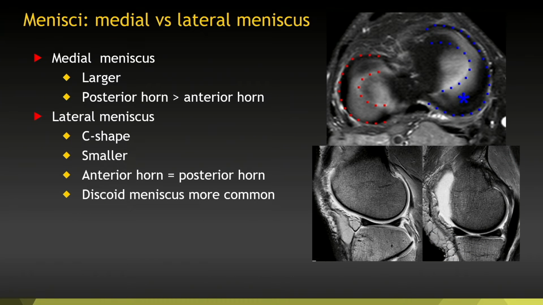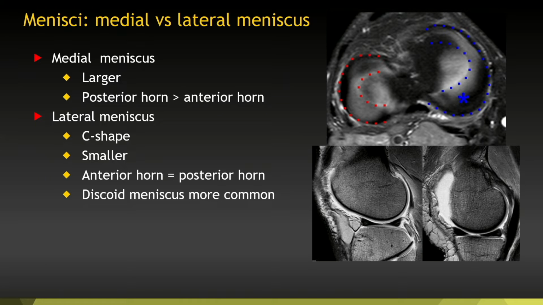So we divide them, as we know, between the medial and the lateral meniscus. The medial meniscus is always larger in morphology, and we have to account for that when we describe tears. The posterior horn is always bigger than the anterior horn. The medial meniscus is, as you can see here, not only larger overall, but the posterior horn is also thicker. The lateral meniscus has a more clear C shape, is smaller, and the anterior horn and the posterior horn tend to be similar in shape.